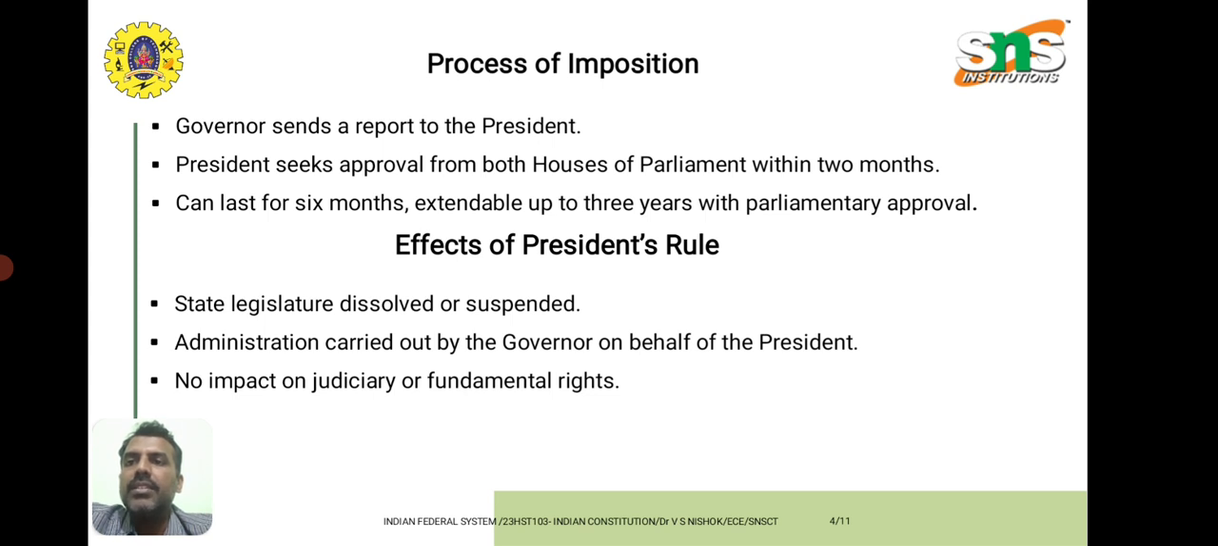Effects of President's Rule. State legislature dissolved or suspended. So the immediate effect is that the state legislature is dissolved or suspended. And then, administration is carried out by the governor on behalf of the president. So during President's Rule, everything will be carried out by the governor on behalf of the president. No impact on judiciary or fundamental rights. Even though it is President's Rule, there won't be any impact on common citizens, fundamental rights, or the judiciary system.